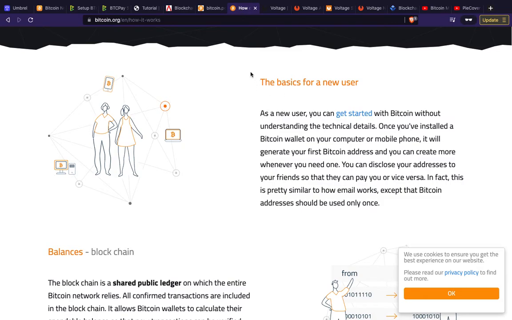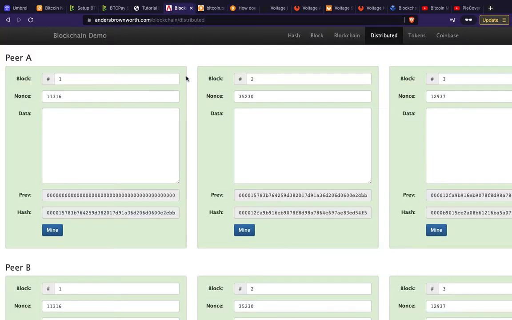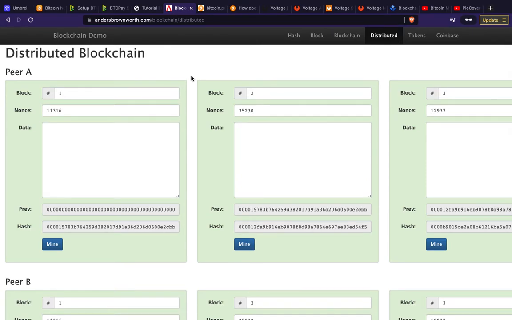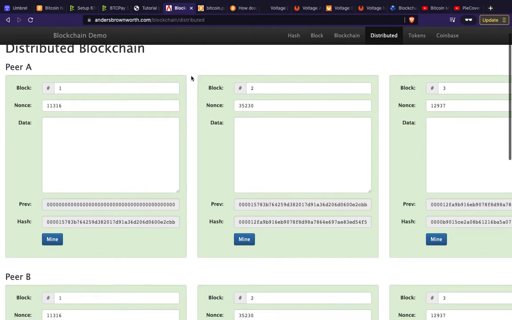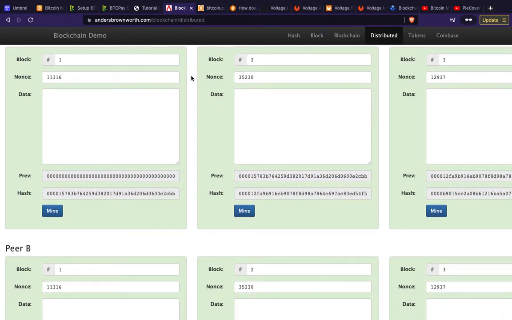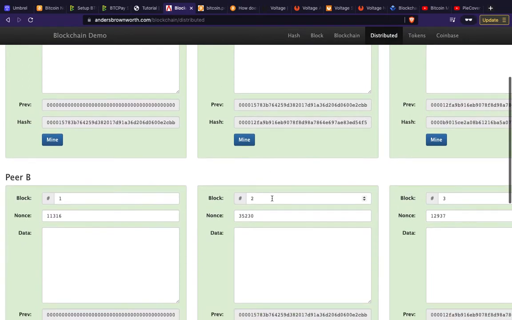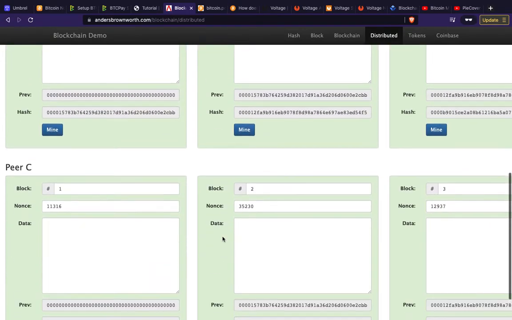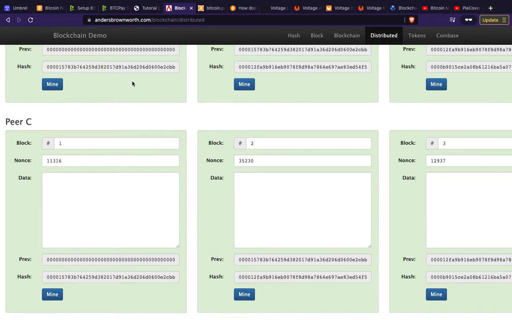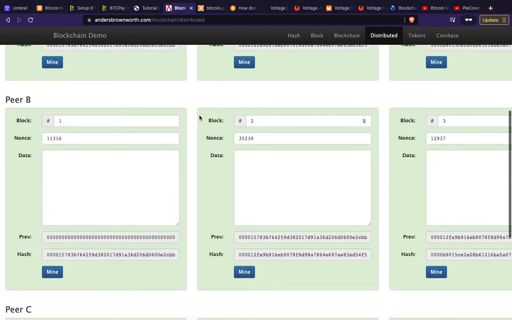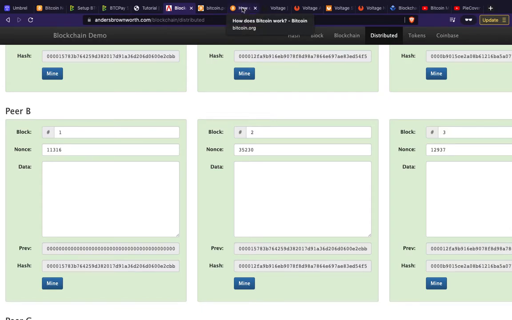If you're new to Bitcoin and you hear about the blockchain all the time, this is a blockchain demo, which is like a simulator of how you can create a blockchain. You see, those are blocks one, two, three, all the way down, and you have the peers. Each of these peers is basically a node that has a record of the blockchain. So I'm just gonna try to go over this and explain it to the best of my knowledge.